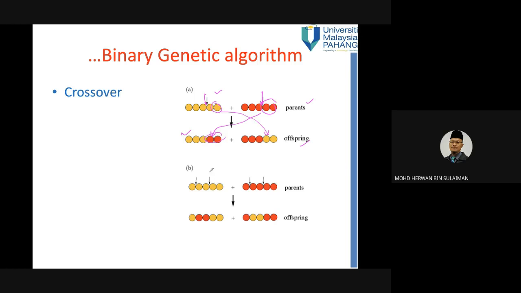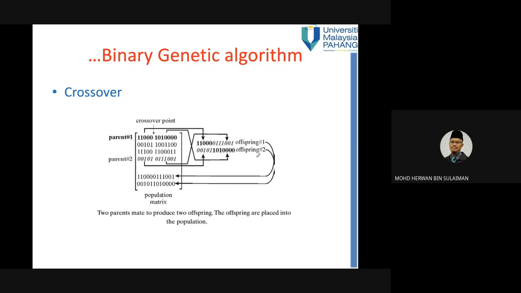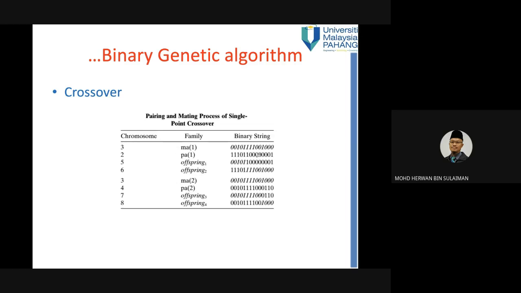Okay, this one is 2-point crossover. Let's say for this example, 1 and 2. These 2 go to this parent to obtain the offspring, and similarly to obtain this offspring. So you get 2 new offspring values. Okay, so this is a crossover, showing in terms of binary numbers how the crossover happens.